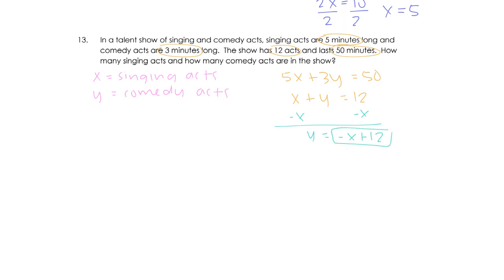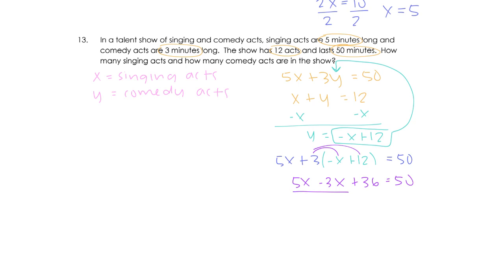Again, just a reminder, you could have gone for X or Y in this case. I like to choose Y just because we're also used to using slope-intercept form. So I'm going to plug this in for Y. So then I would have 5X plus 3 times negative X plus 12, equals 50. Then I'm going to start solving. So I'm going to distribute. We have 5X minus 3X plus 36 equals 50. Combine my like terms. I have 2X plus 36 equals 50.